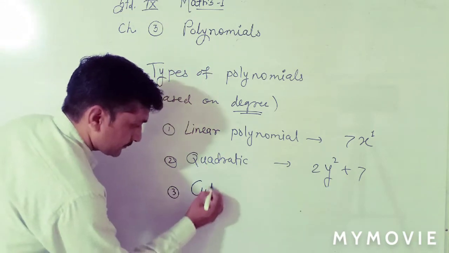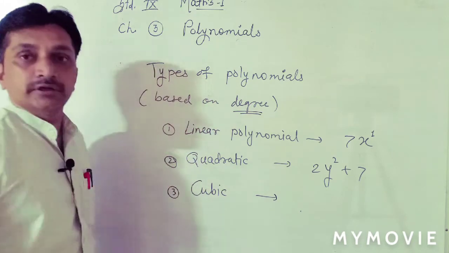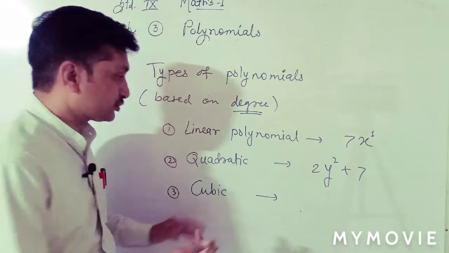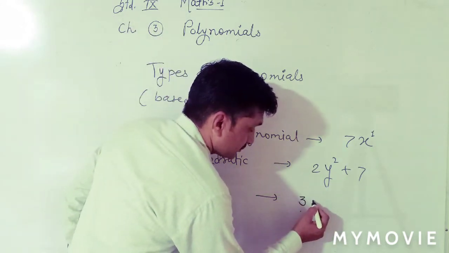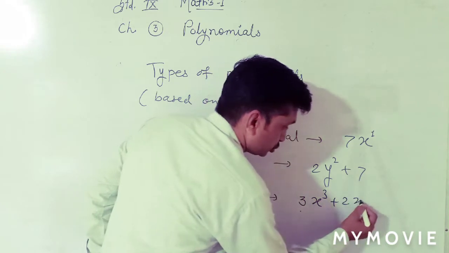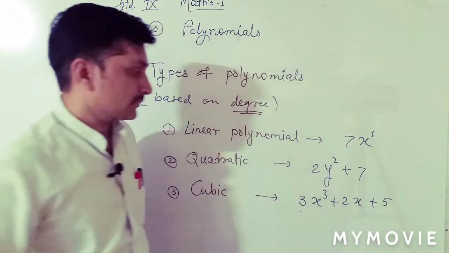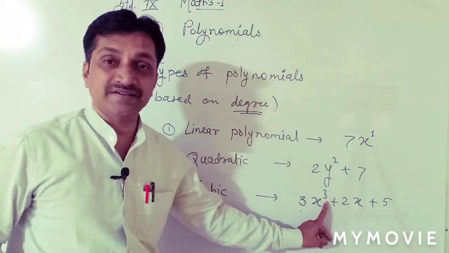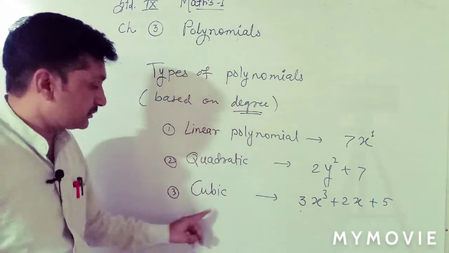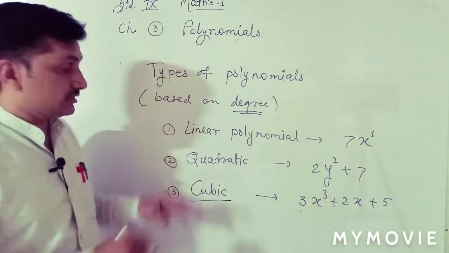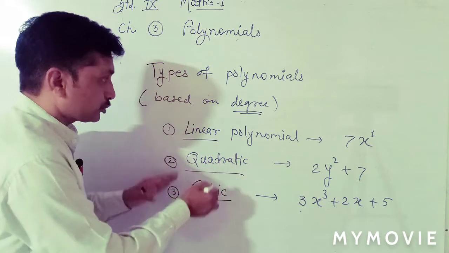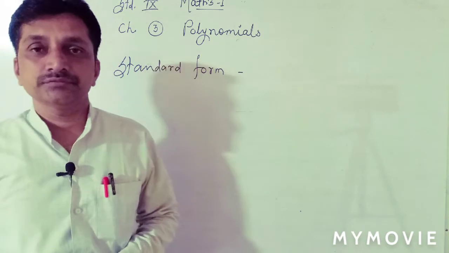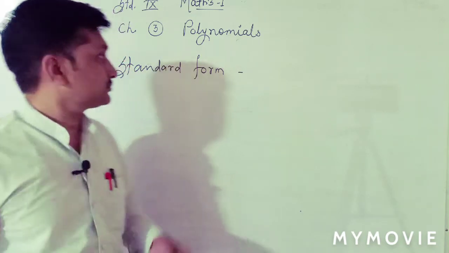Third is cubic. If the degree of that polynomial is 3, meaning the highest index is 3, that is cubic. For example, 3x cube plus 2x plus 5. Here the index is 0, here is 1, here is 3. What is the highest index? 3, so the degree is 3, and that's why this is cubic. These are the types based on degree: linear, quadratic, cubic. Next point in this introduction is the standard form.